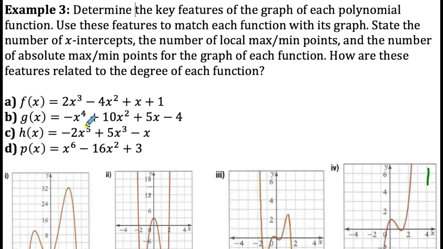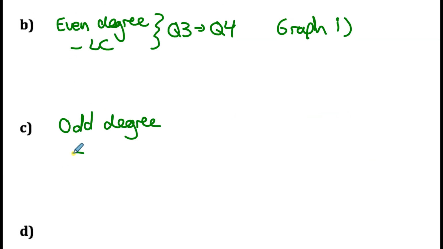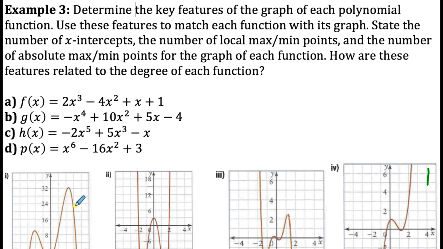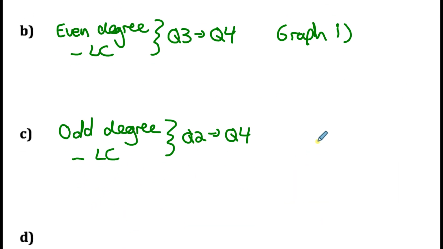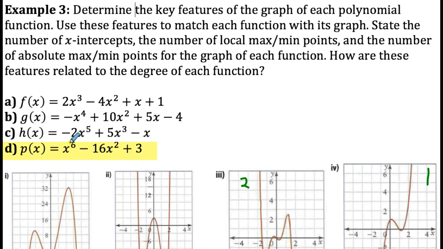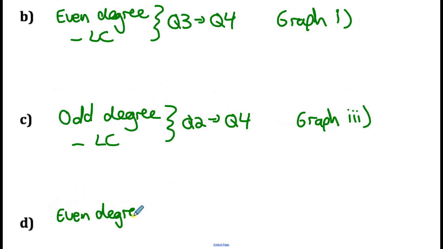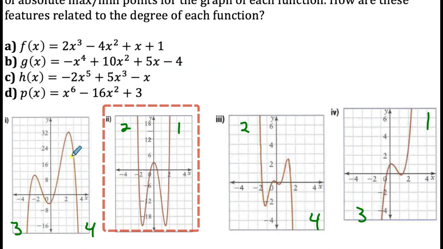Equation C, odd degree, negative leading coefficient. So that means it goes from 2 to 4. Let's find the graph that goes from quadrant 2 to 4. It's this one right here, graph number 3. Part D, even degree, positive leading coefficient. That means it goes from quadrant 2 to quadrant 1, and we could have done this one by process of elimination, but quadrant 2 to quadrant 1, that's this one right here, it's graph number 2.